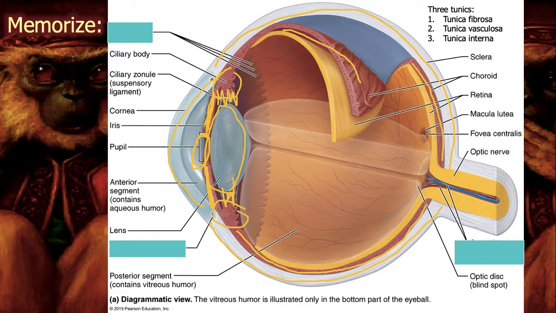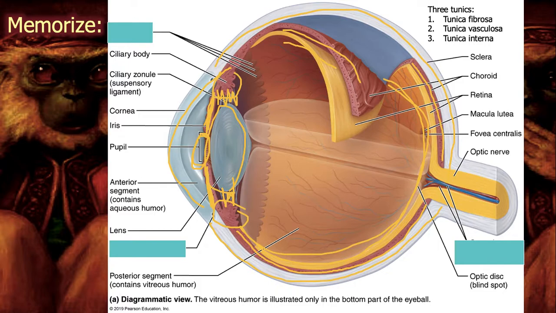And then finally, the tunica interna is the most inside layer, which is your retina that goes all the way around the back. And in this picture, it is yellow, but in reality it's more of an orangey color. Some might say it's even a crimson orange color.